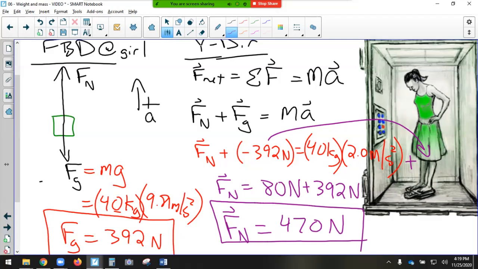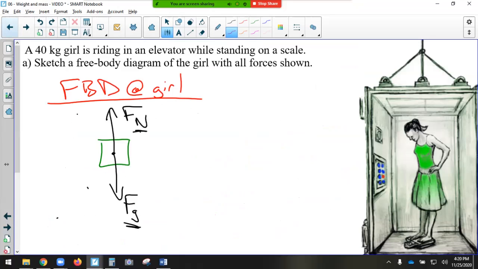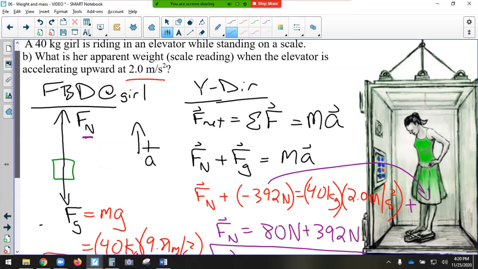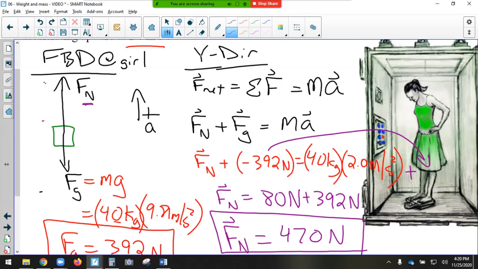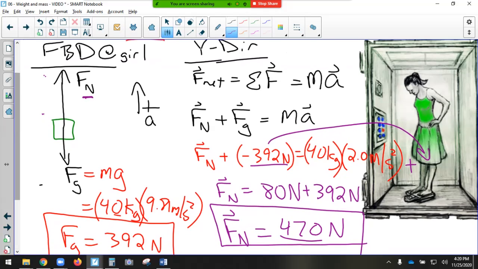So the scale is going to read her as being heavier than she actually is. So that's how I knew to draw it. I knew that ahead of time. That's how I knew to draw my normal force vector to be a little bit longer. If you didn't know that ahead of time, that is perfectly fine. Once again, you could have defaulted back to that free body diagram and I wouldn't be too annoyed. But now that you know more, you should probably recognize it should have been a longer one because my normal force is larger than my actual weight. So that was part B. When you're moving up in an elevator, you're going to feel heavier if you're accelerating.